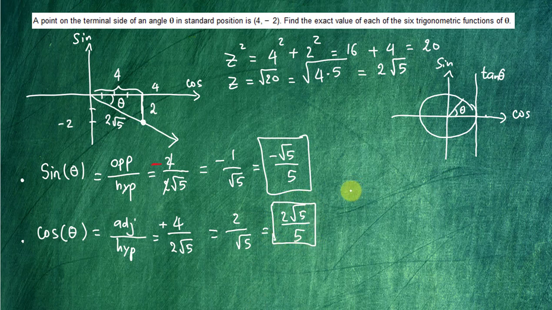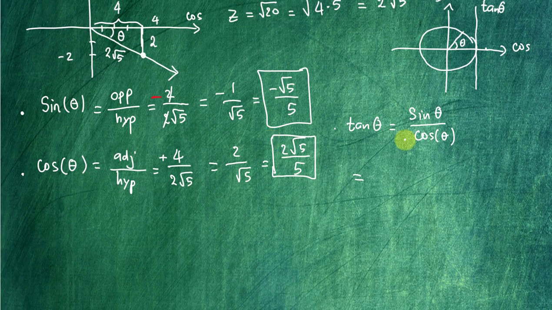Now to find tangent, tangent is equal to sine over cosine, and we already have the value of sine, which is minus the square root of 5 over 5, and then cosine is this value, 2 square root of 5 over 5. Now this is a complex fraction. When you are dividing a fraction by a fraction, we can turn it into multiplication and take the reciprocal of the second fraction.